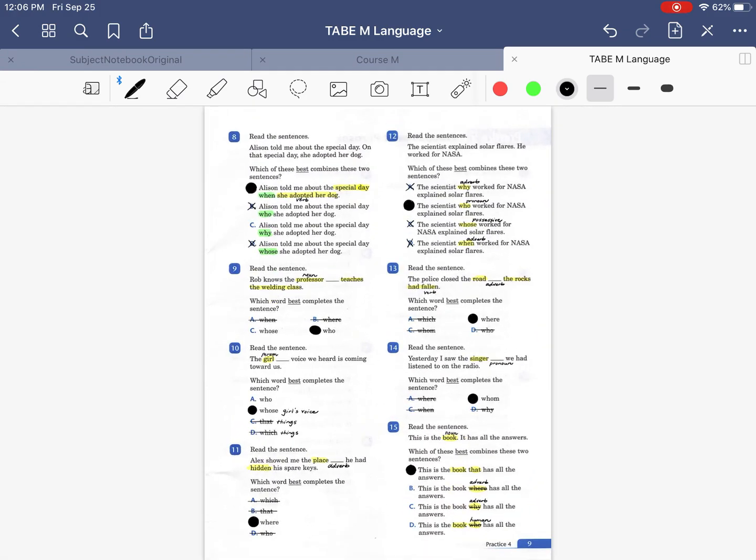Okay, that brings us to the end of this lesson. If you have questions on relative pronouns and relative adverbs, please reach out to your instructor and he or she can help you to understand those better.